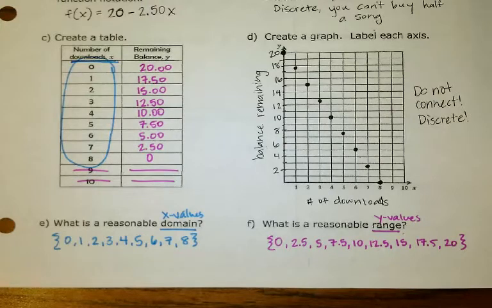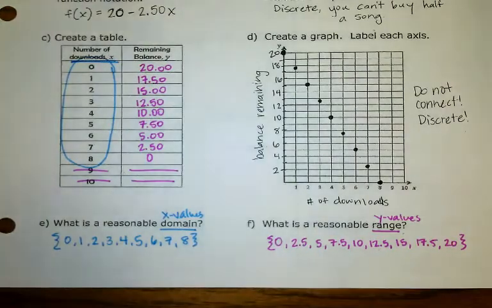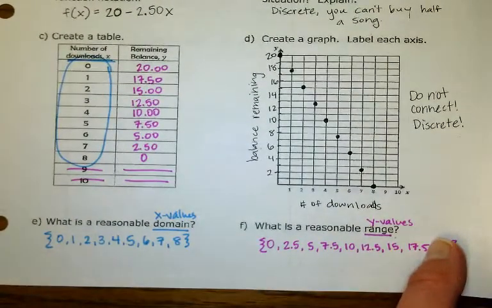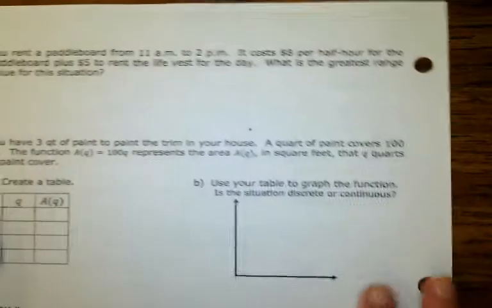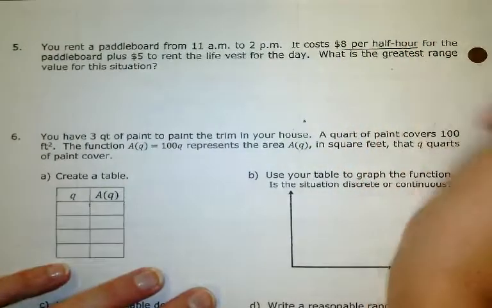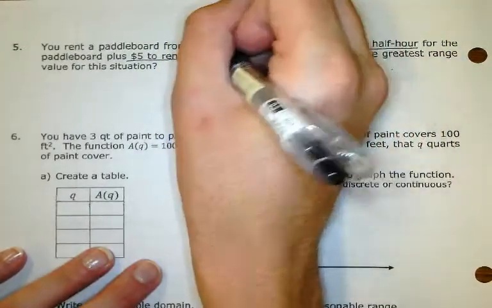Excellent. Okay, so we're going to move a little bit quicker on the back side of this page. I'm going to do number 5 with y'all, and then we're just going to talk through 6 and 7. So let's look at number 5. You rent a paddleboard from 11 a.m. to 2 p.m. and it costs $8 per half hour for the paddleboard, plus $5 to rent for the day. So what's the maximum number of hours I can go? Only 3 hours, right?